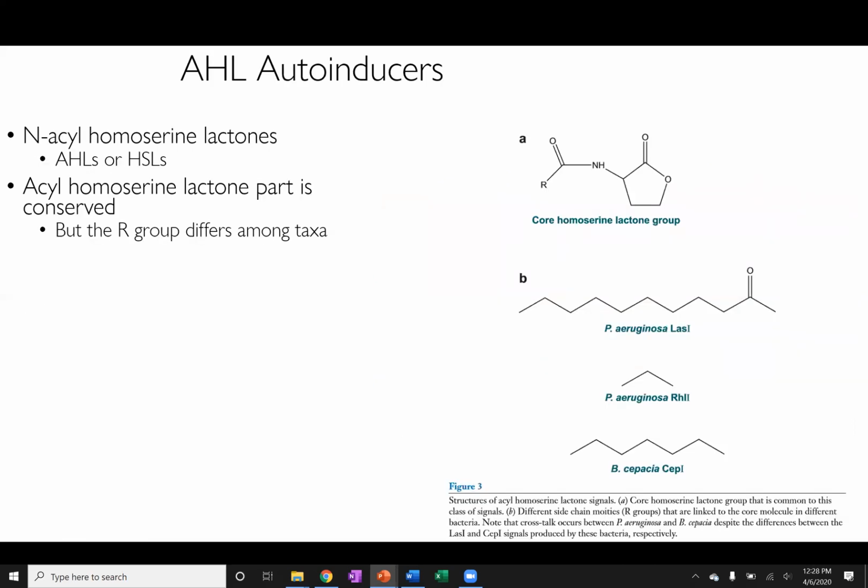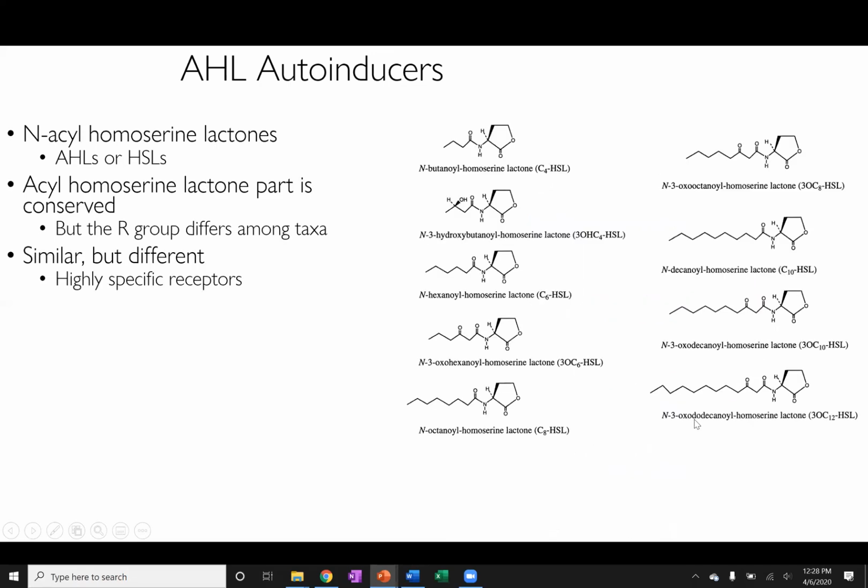Our AHL autoinducers, they always pretty much follow the same basic structure, the same basic pattern. So they have this core homoserine group, and then they have what we call an R group. And you'll remember this from amino acids. All amino acids have the same core group as a whole, and the amino acids themselves differ by their R group. And that's exactly the same for our AHL inducers. You'll notice that this R group is what varies, and this R group can be variable within a given species or be very different, but they ultimately differ across all sorts of different groups. And this is just a small collection of different AHL or HSL autoinducers.